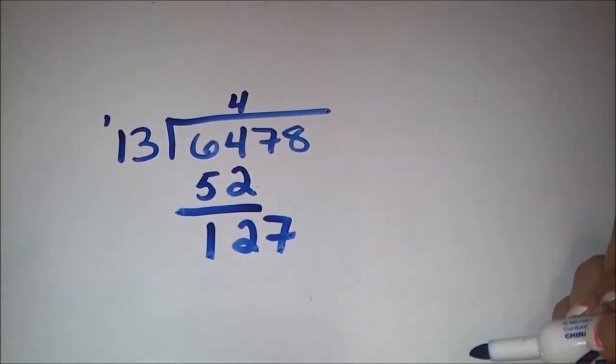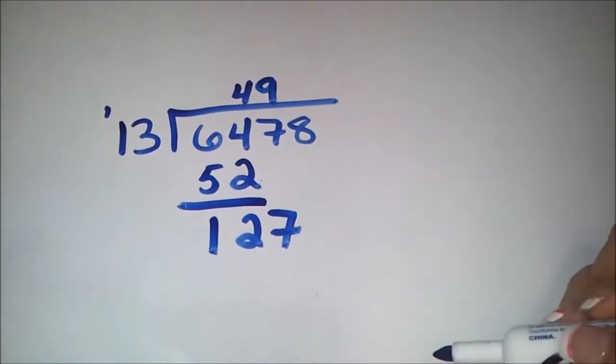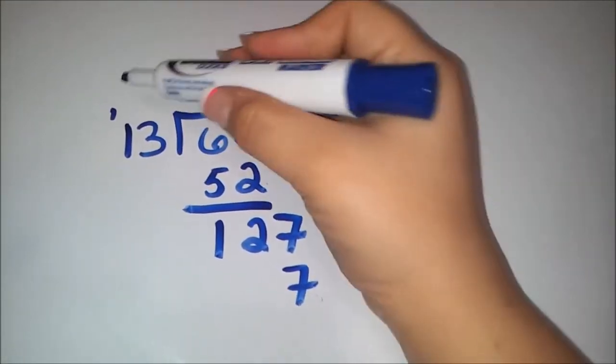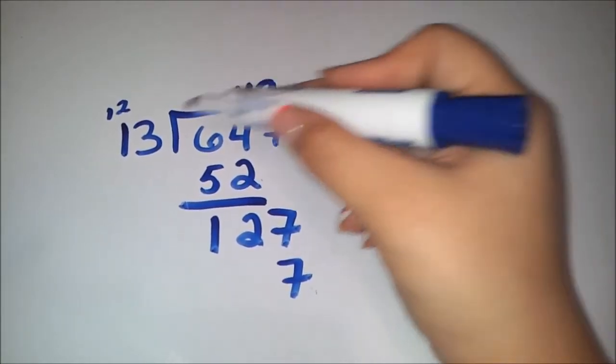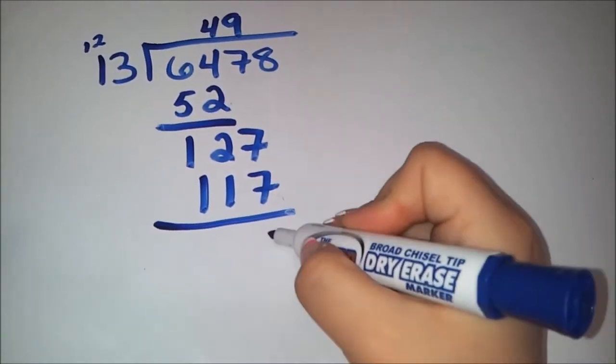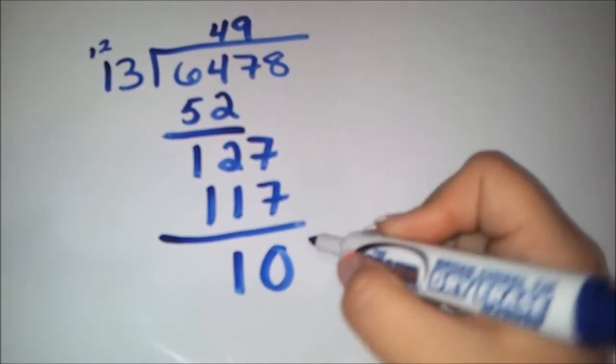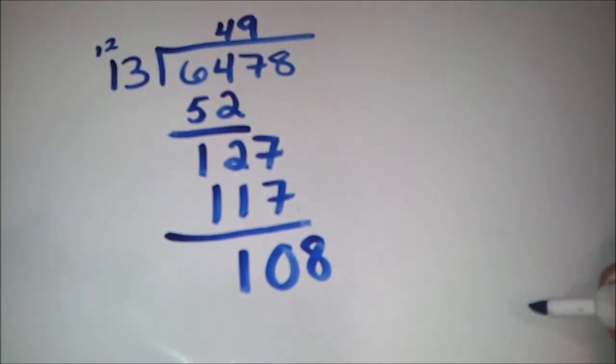We know 10 times 13 is 130, so let's try 9. So 9 times 3 is going to give us 27. Carry your 2. 9 times 1 is 9, plus 2 is 11. Let's subtract. That's going to go ahead and give us 10. Drop your 8 down. There you go. Now let's try it again.